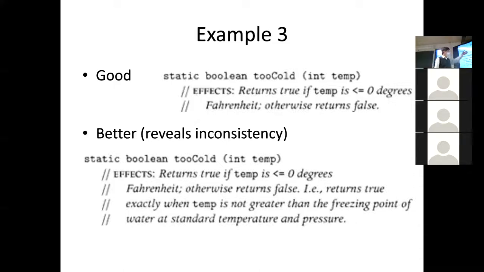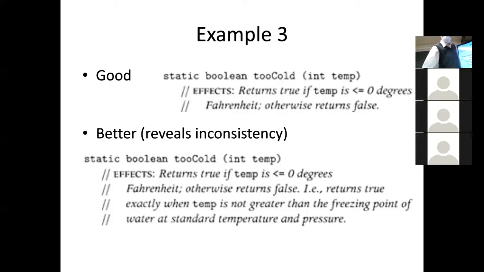So what's the problem with this? Well, okay, so this is a specification. It is a legitimate specification. Too cold, okay. I think we qualify for the too cold sometimes here. Returns true if temperature is less than or equal to 0 degrees Fahrenheit, otherwise returns false. But that specification doesn't communicate perhaps what the intention was, which is to say returns true when temp is not greater than the freezing point of water at standard temperature, which is not 0 degrees Fahrenheit. Anyone know what it is? 32 degrees. That's 0 Celsius, 32 Fahrenheit. That's the freezing point, okay?